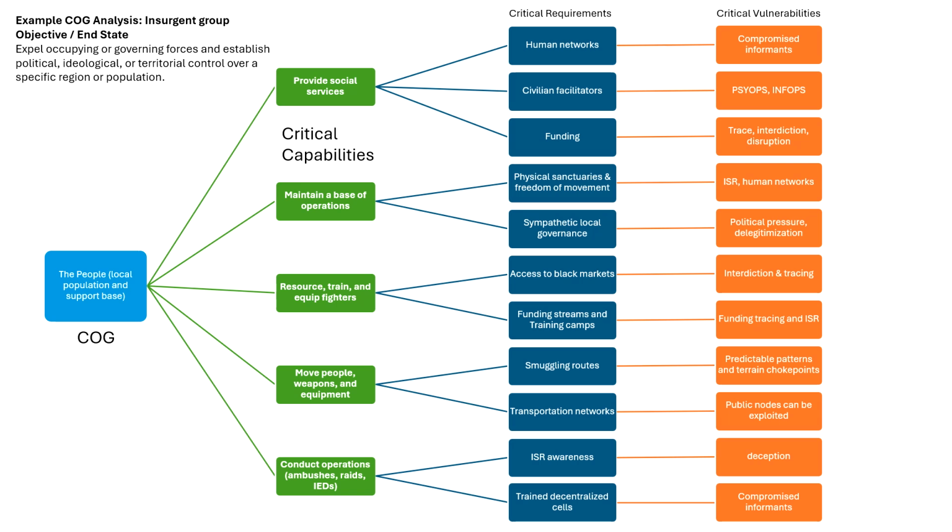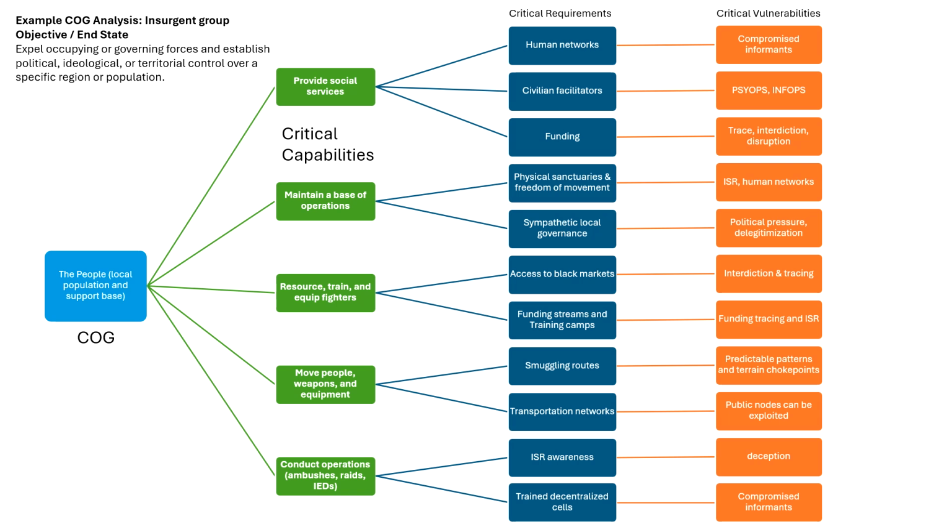This diagram shows a center of gravity analysis for an insurgent group. In this case, the center of gravity is the people, specifically the local population and support base. This population gives the insurgents the strength they need to operate, including safe movement, local legitimacy, and freedom of action.